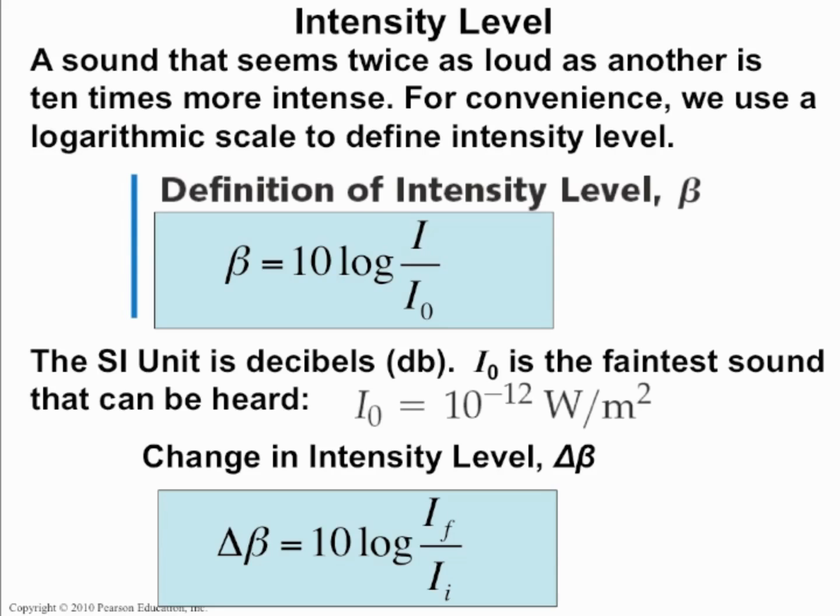But delta beta, or the change in intensity level, when you're talking about one sound versus another, is 10 log I_F over I_I. All right, so the definition is always comparing a sound to the threshold of hearing I0, whereas the delta beta formula, change in intensity level, is comparing one sound to another.